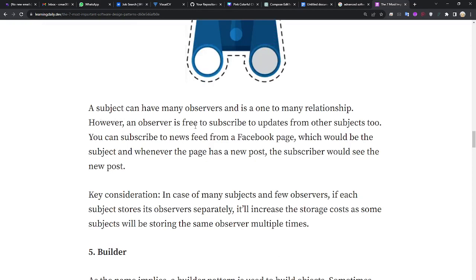However, an observer is free to subscribe to updates from other subjects too. You can subscribe to a news feed from a Facebook page, which would be the subject, and whenever the page has a new post, the subscriber would see the new post. كل ما الصفحة بتنزل بوست جديد الناس اللي عاملة سبسكرايب للصفحة دي هتشوف البوست الجديد ده.